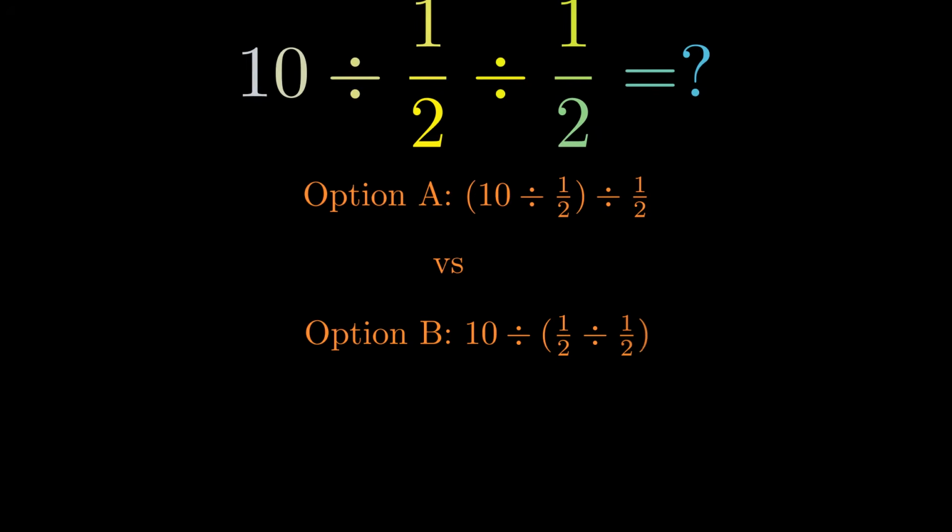The conflict comes from grouping. Do we process strictly left to right? Or do our brains instinctively group the identical fractions together? The difference changes everything. Let's follow the strict laws of arithmetic. When operations have the same priority, like these two divisions, we must move from left to right.